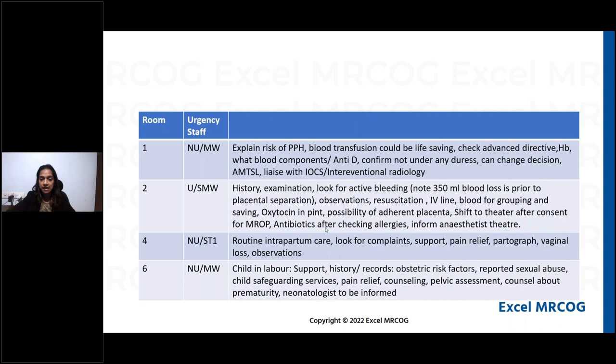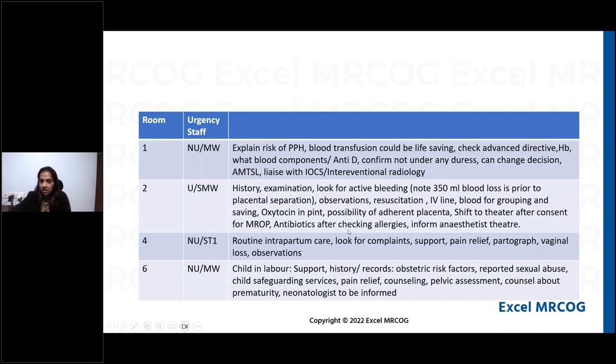So basically, if there is no such facility in your center, you have to shift the patient elsewhere where there is IOCS and interventional radiology. The rest of the things are routine. The patient who is in labor with no risk factors, as we have already seen, needs routine intrapartum care. Even if you don't have time, just saying routine intrapartum care is enough. If you have time, you elaborate: look for current complaints, support, pain relief, partograph, vaginal loss, observations. That is what is needed in labor.